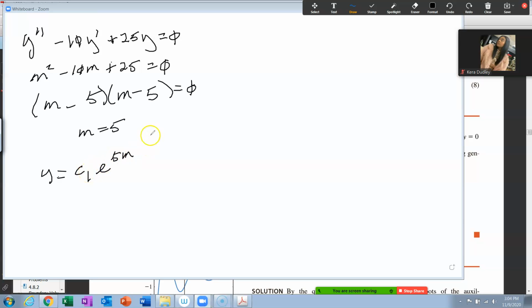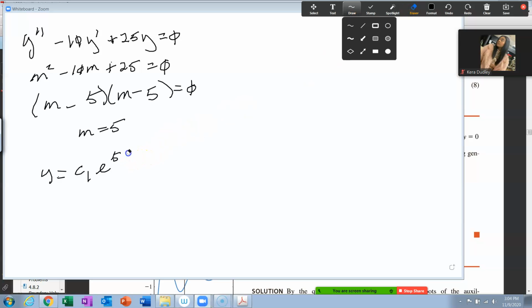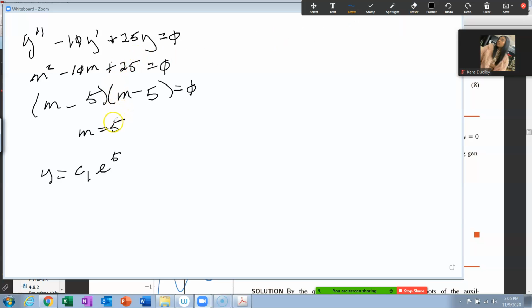Doesn't get you anywhere. But because these two are identical, what we do here, and by the way, it's not m. The variable here is x, not m. M is equal to 5. So that's c1 e to the 5x. And the second one would be c2 x e to the 5x. That's what your repeated roots give you. Okay?